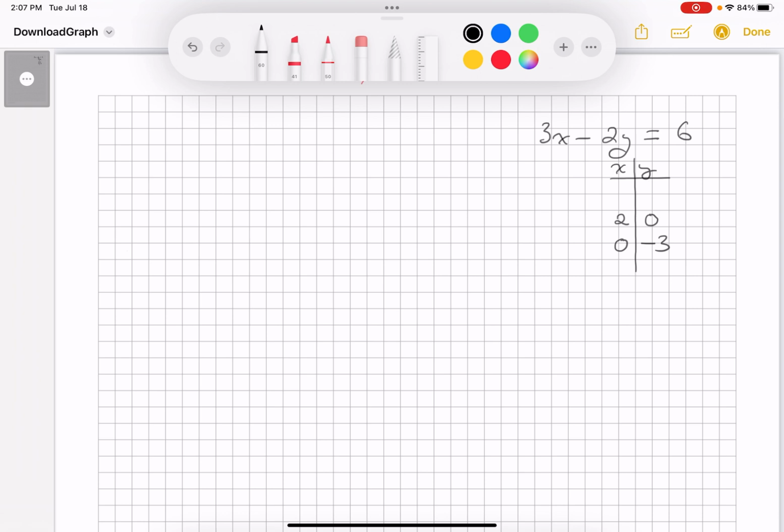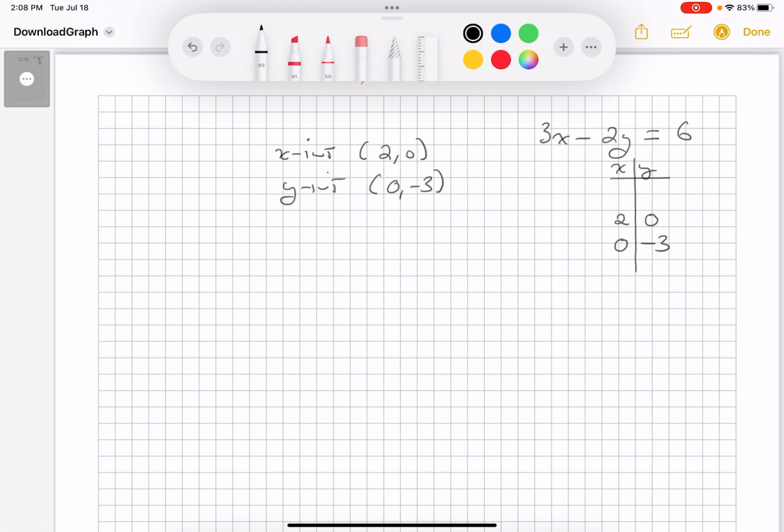All right, so I'm going to claim that these points are special. Let me write this down for you. So the x-intercept is going to be a point where it hits the x-axis, and that point is going to be 2, 0. The y-intercept is a point where it hits the y-axis, and what point is that? It's 0, minus 3. All right?